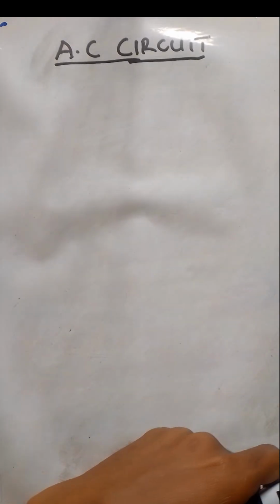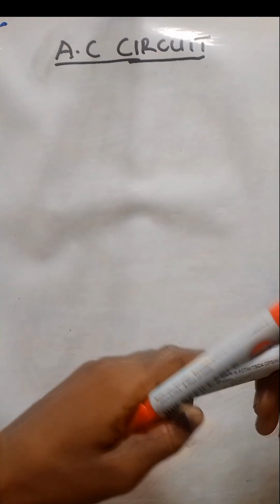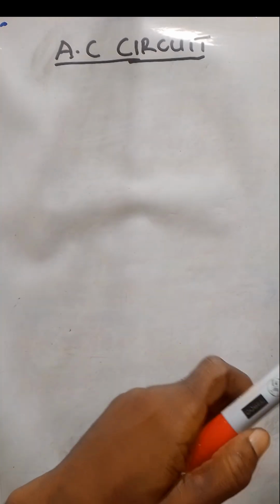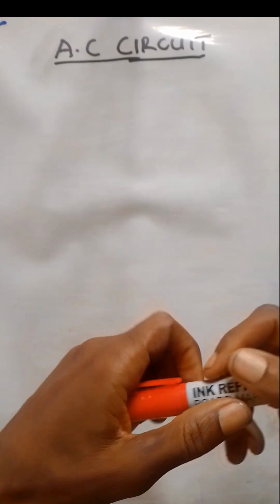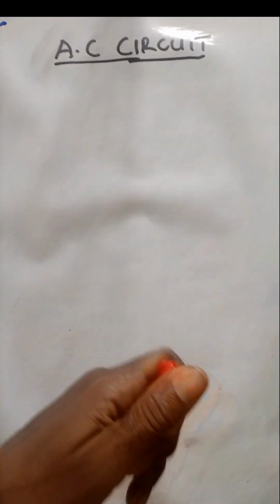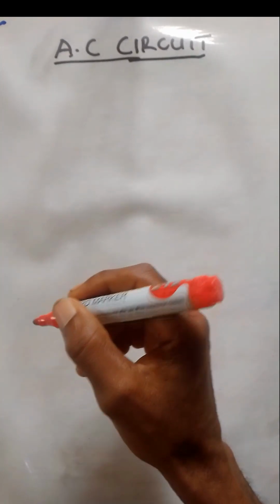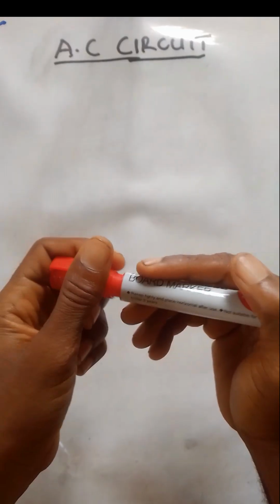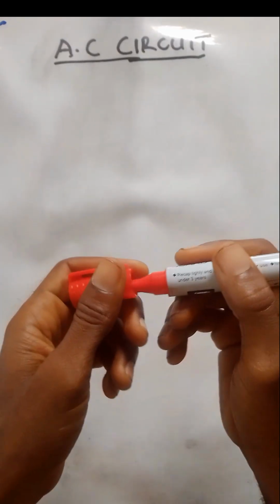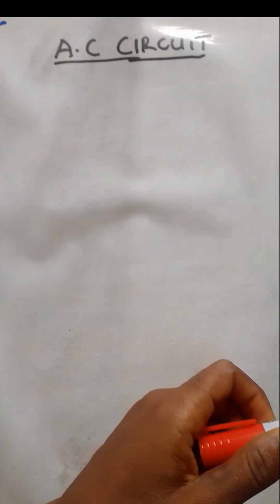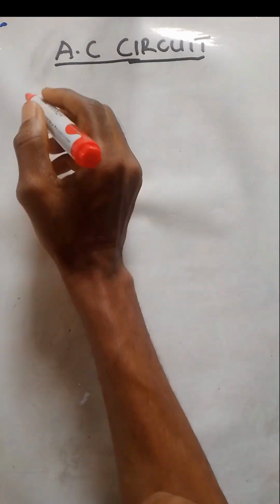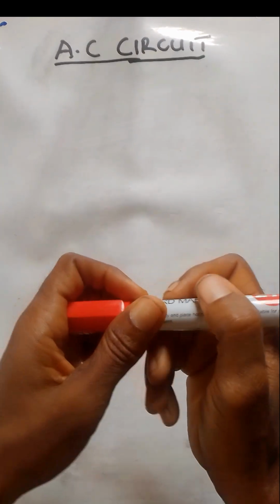So we want to look at AC circuit, known as the alternating current circuit. Now, what is an AC circuit? An AC circuit is a circuit through which an alternating current flows. And an alternating current is a current that changes direction periodically. So when you have a current that changes direction periodically, you have our alternating current.